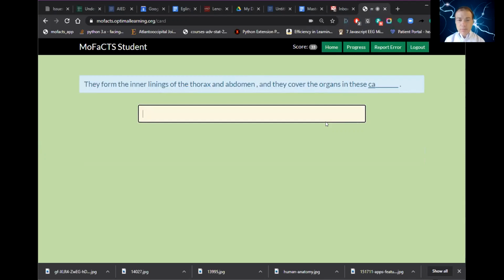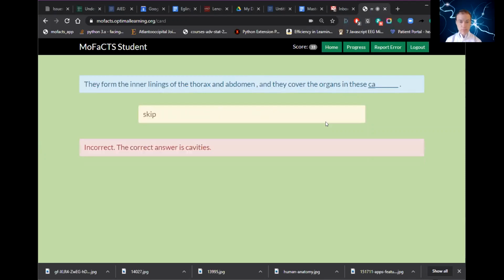In these casings? Casings? Skip. Incorrect. The correct answer is cavities. Mm-hmm. Okay, well, you get the idea. The system is not perfect, but we hope that it's going to be very useful for a lot of people.